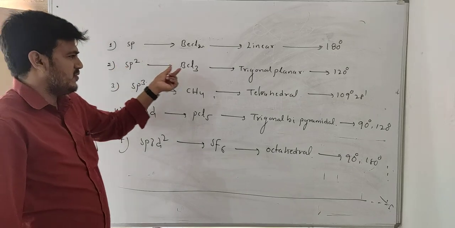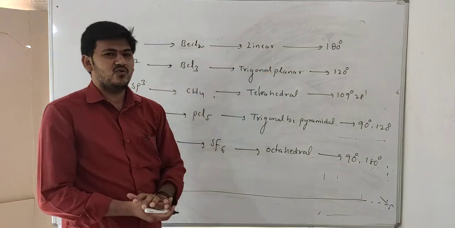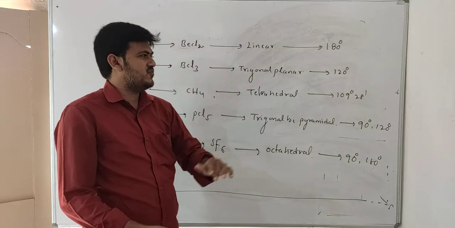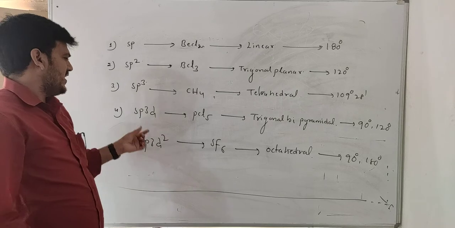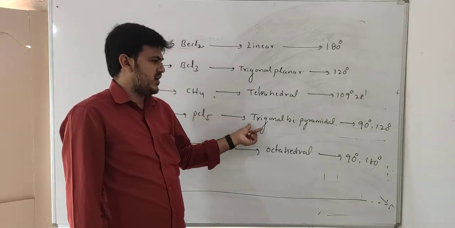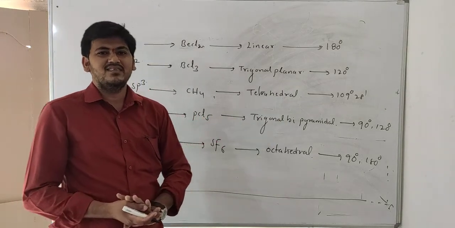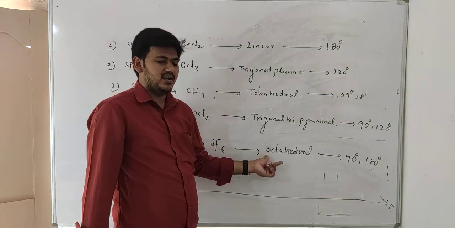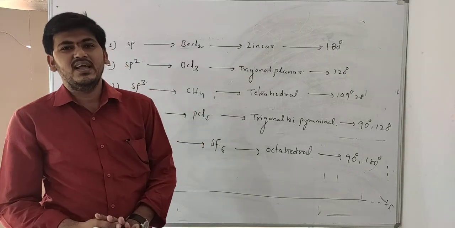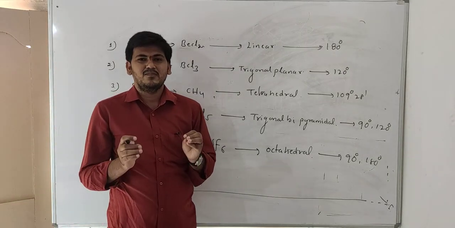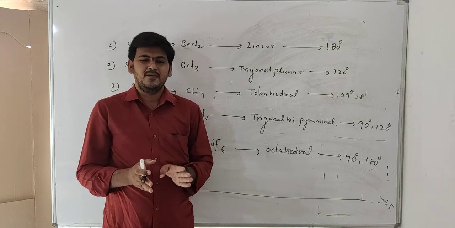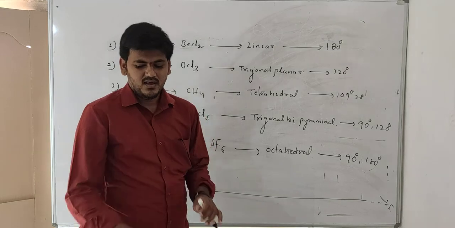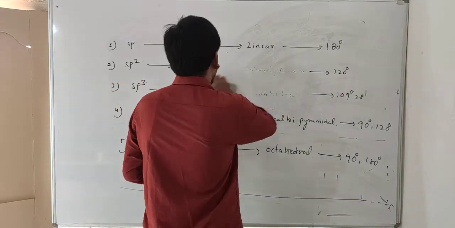In sp2 hybridization, the shape is trigonal planar and the bond angle is 120 degrees. In sp3 hybridization, the shape is tetrahedral and the bond angle is 109 degrees 28 minutes. In sp3d hybridization, the shape is trigonal bipyramidal and bond angles are 90 degrees and 120 degrees. In sp3d2 hybridization, the shape is octahedral and bond angles are 90 degrees and 180 degrees. So this is the hybridization concept: sp, sp2, sp3, sp3d, and sp3d2.